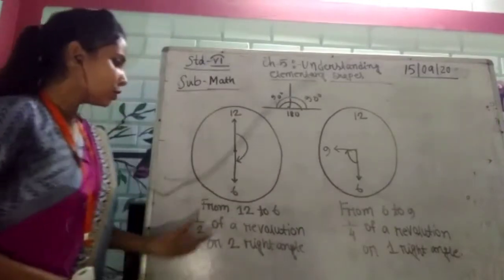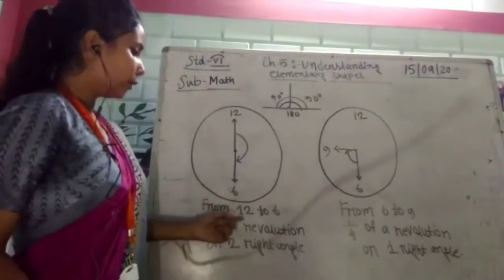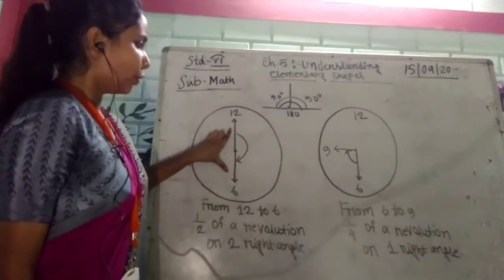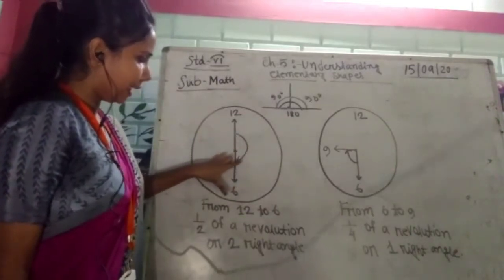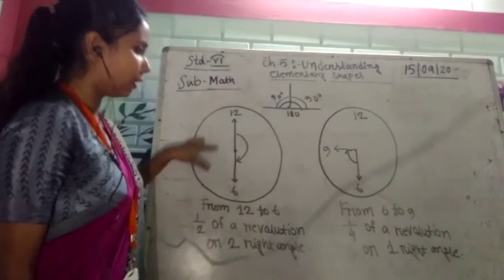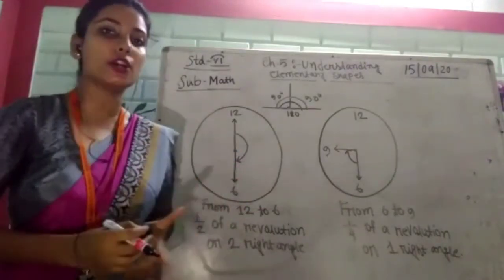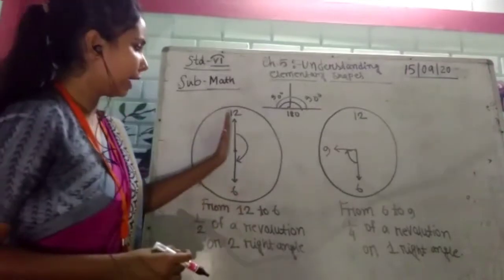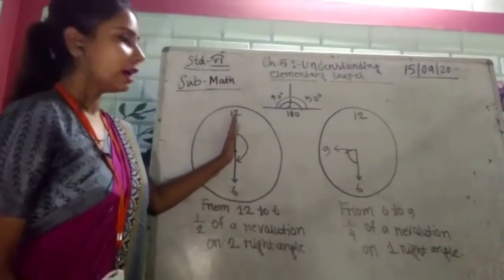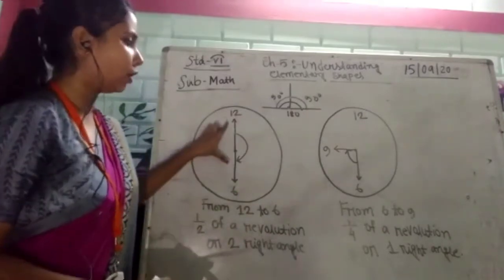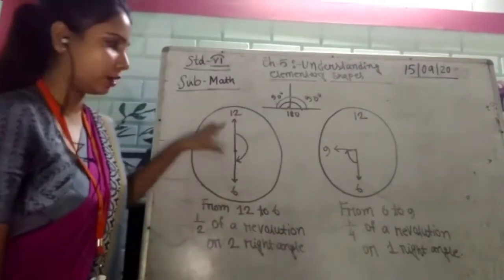Okay, so here I give from 12 to 6. From 12 to 6. Okay, so if the hand goes the whole round, then I will call this a whole revolution. But here only half is given, that means this is half of a revolution. Okay, this I call half of a revolution.